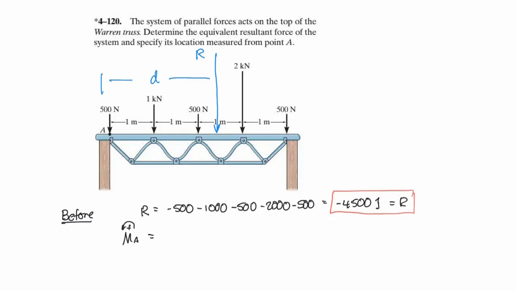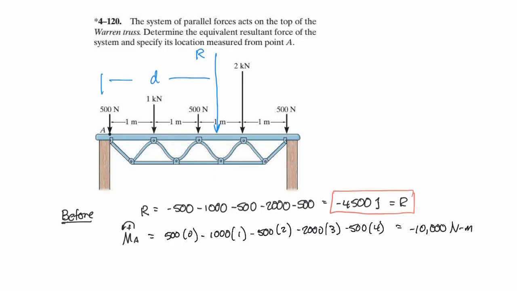So I'll say the moment about A before is going to be equal to 500 times 0 minus 1000 times 1 minus 500 times 2 minus 2000 times 3 minus 500 times 4, and we get a resultant moment equal to negative 10,000 newton meters. Okay, so that is our before condition.